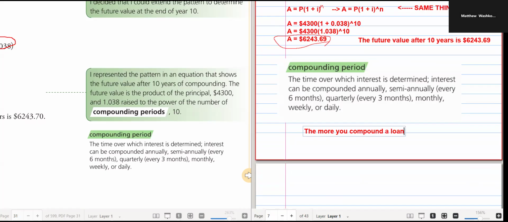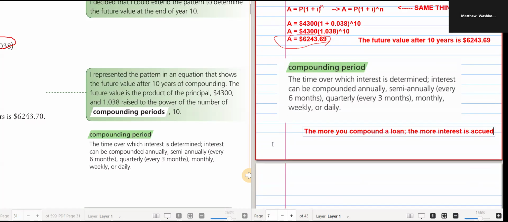sure, we'll put a loan. Sure. The more I compound a loan, the more interest is accrued, right? The more interest there is.